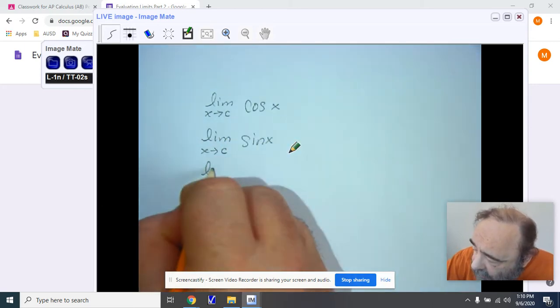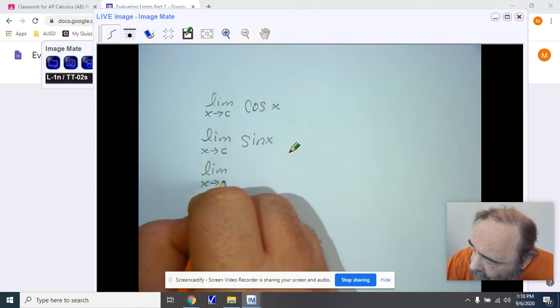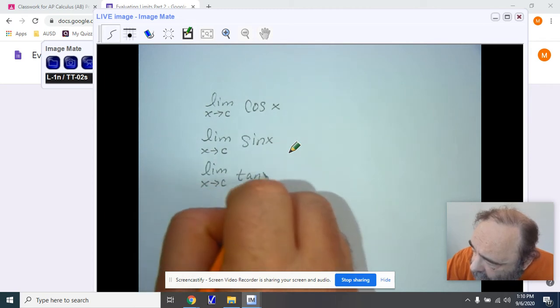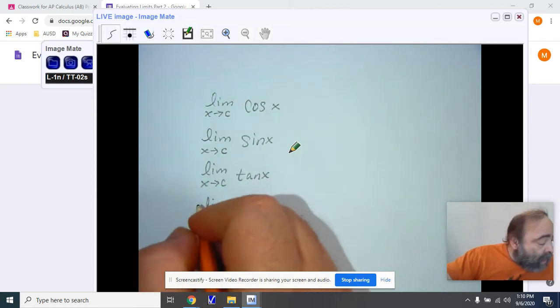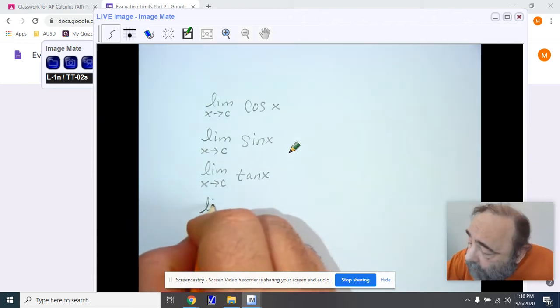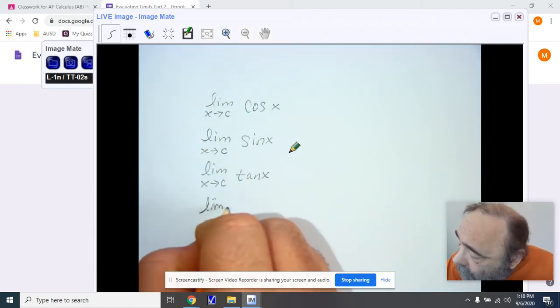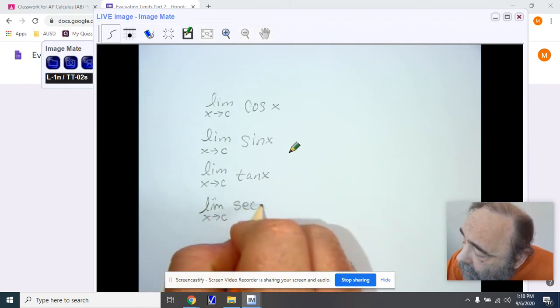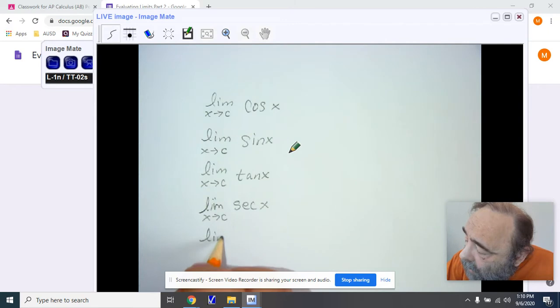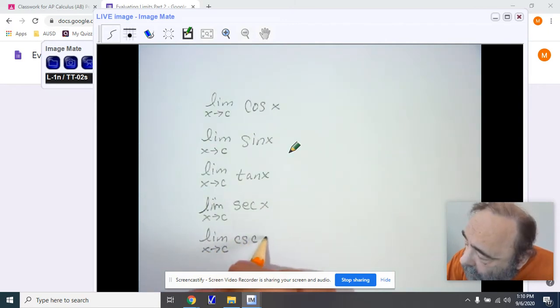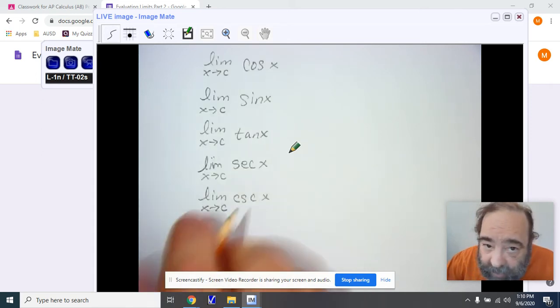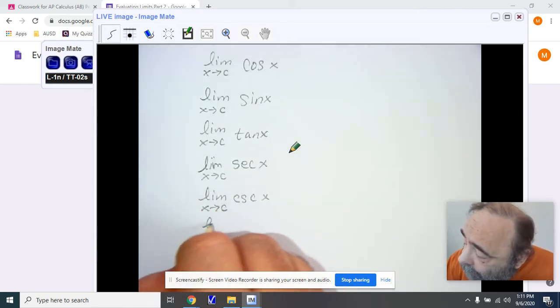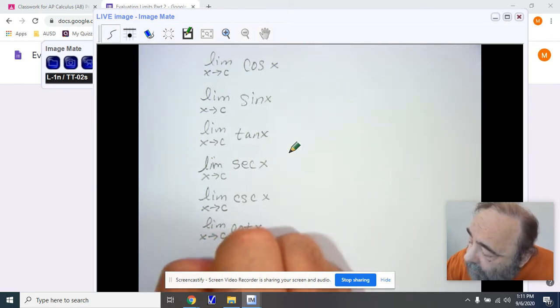We have tangent. We have all of our reciprocal functions. So let's do the secant. The limit as x approaches a value for the cosecant. Cotangent, cotangent. Make sure I keep these straight.